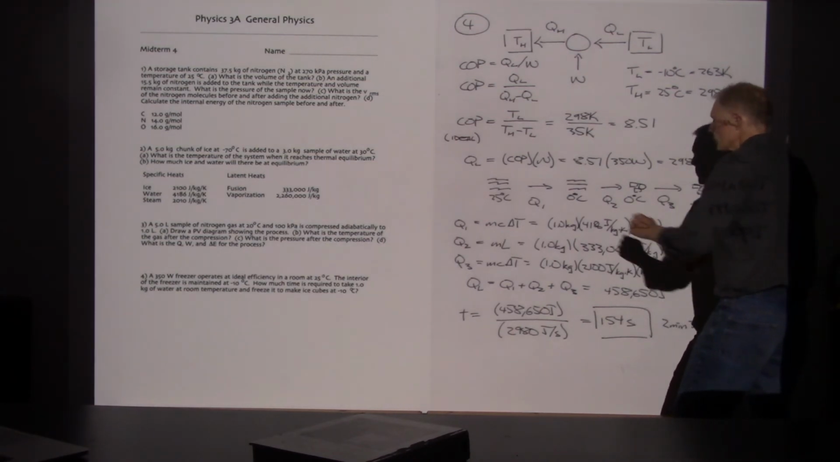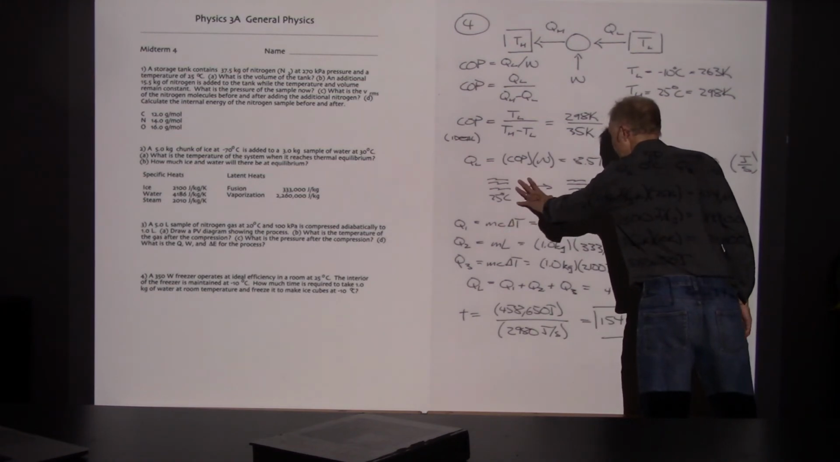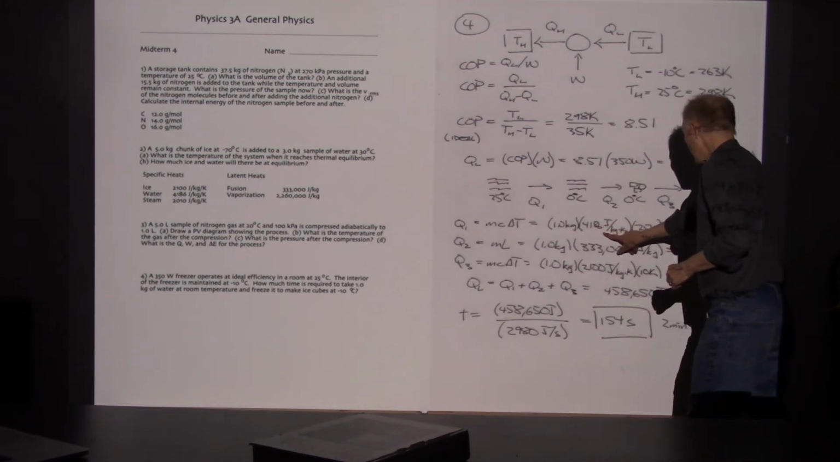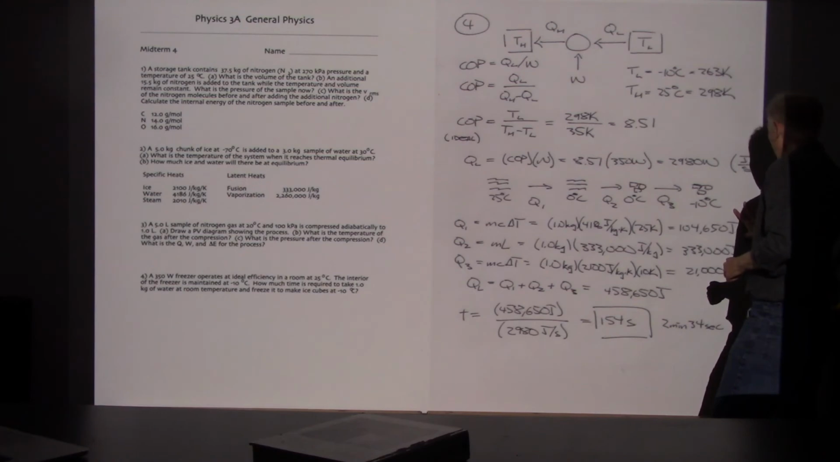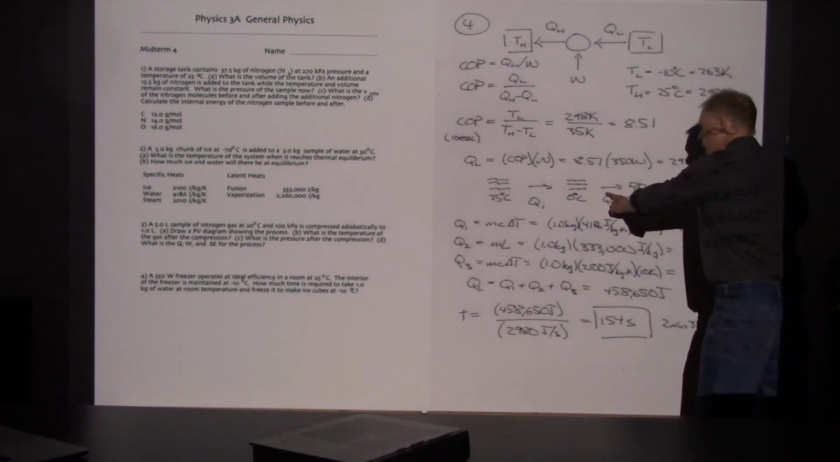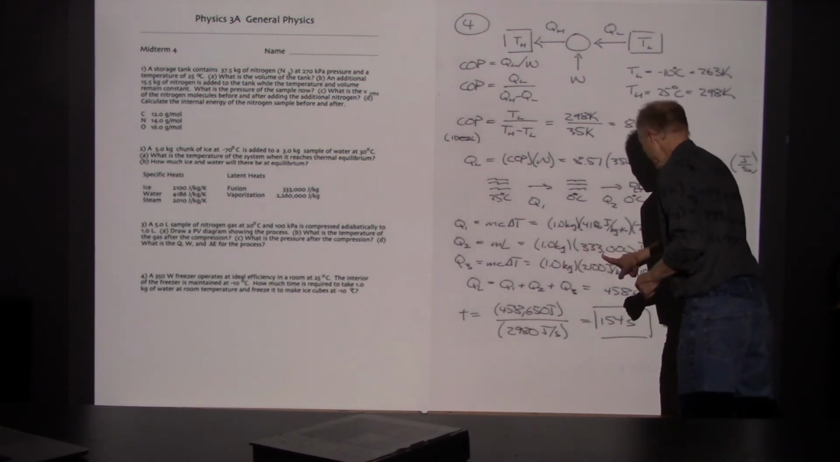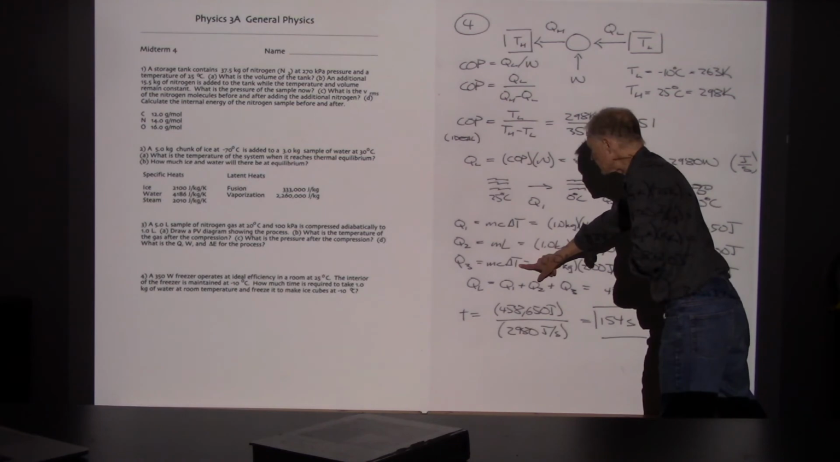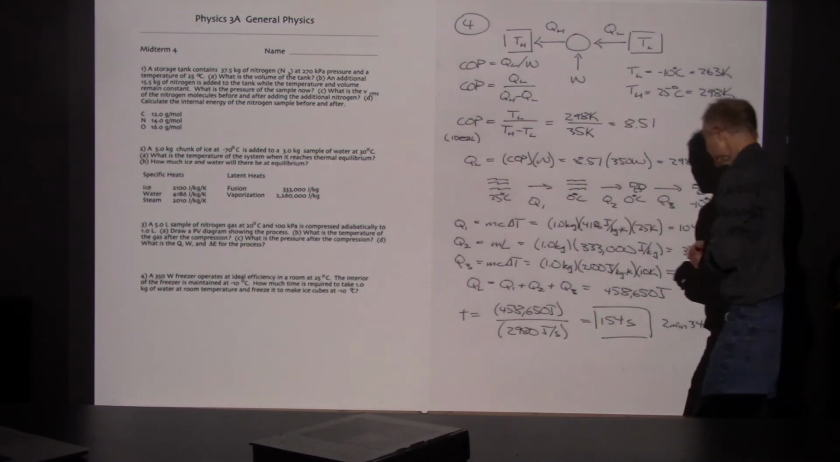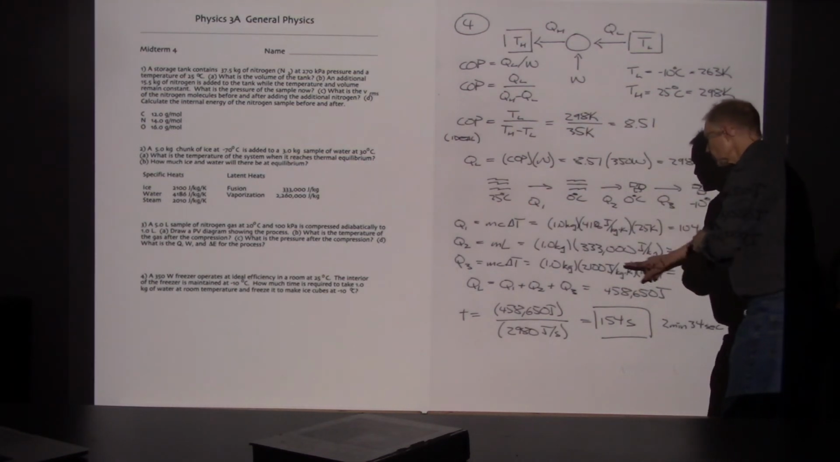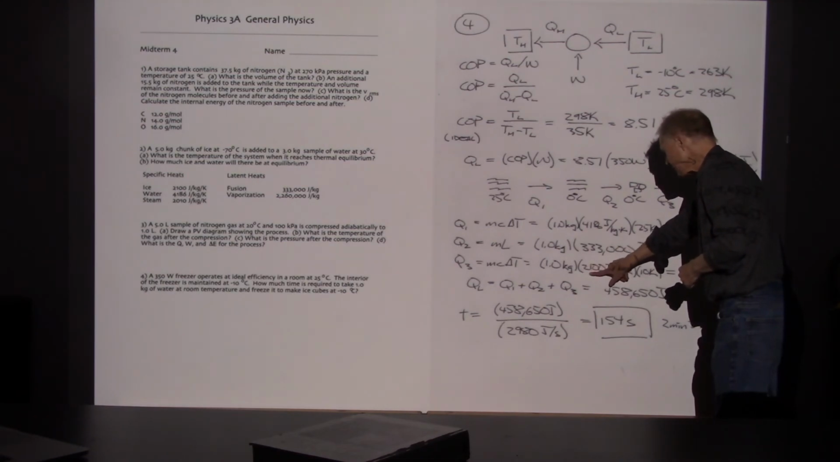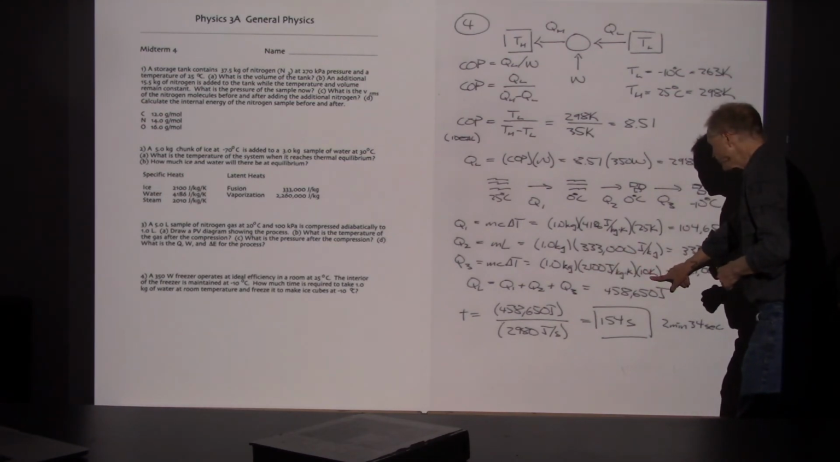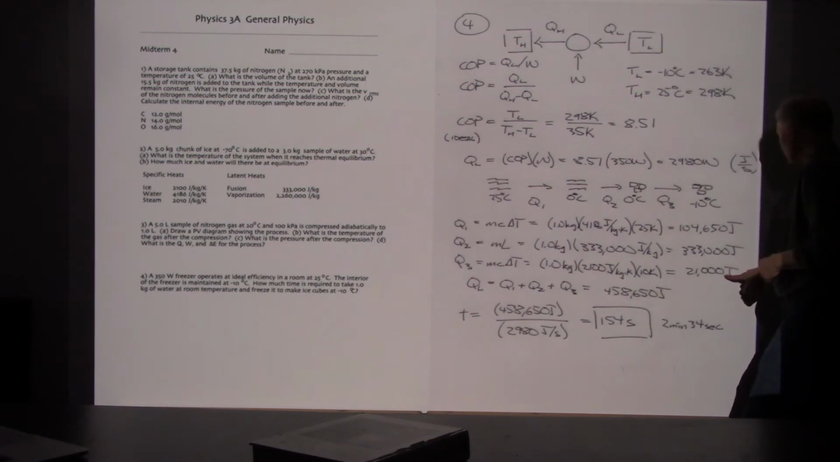Anyway, so here it is. MC delta T, that first step, is going to require 104,650 joules. Step number 2 is M times L. That's the biggest step, 333,000 joules. And then finally that last step, lowering the temperature to -10, that's the specific heat for ice, and a delta T of 10. And so that's 21,000 joules.